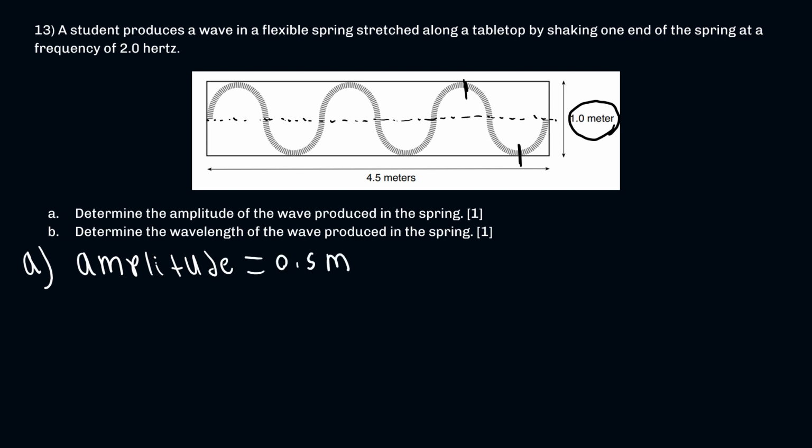Again, that's the distance from my equilibrium point, this dotted line here in the middle, to either my crest or to my trough. It's not the total distance here. If I'm using the total distance, which is the 1 meter, I divide that by 2, and that's how I end up with the amplitude here of 0.5 meters. So let's move into part B. So part B, while determining the wavelength of the wave produced in the spring.